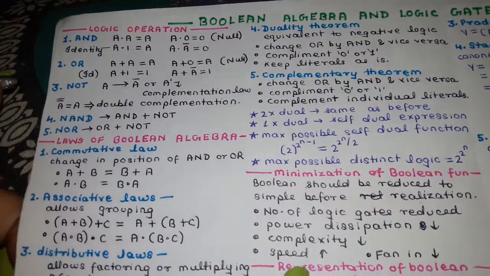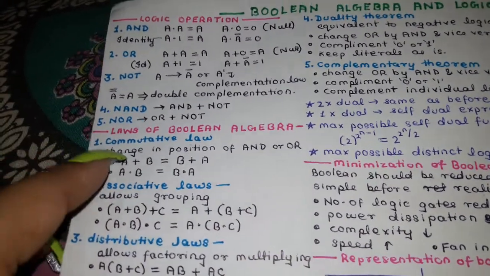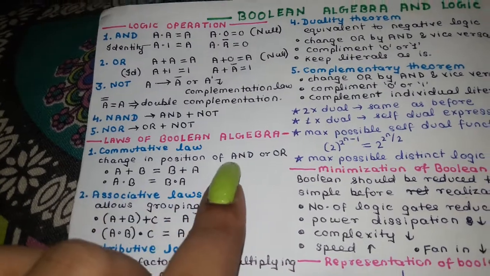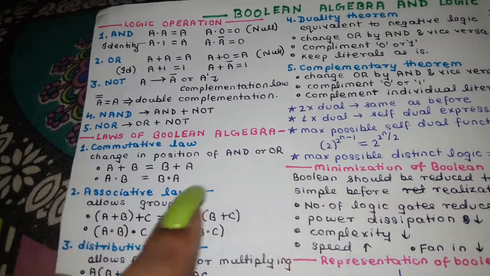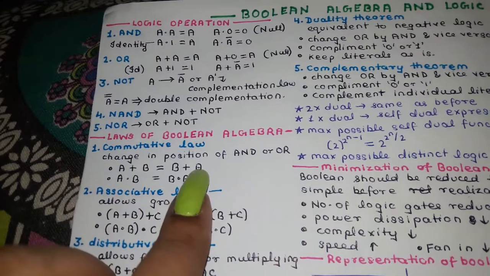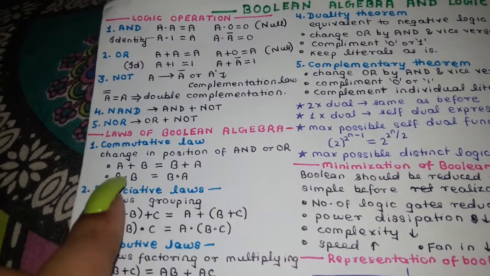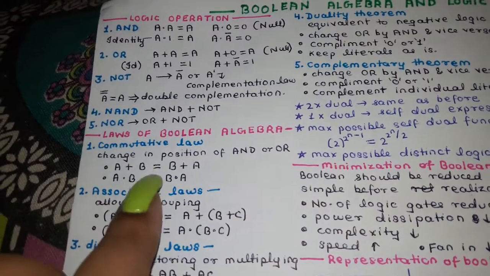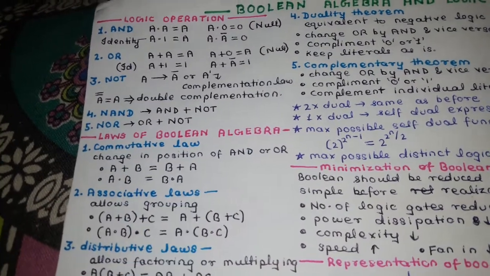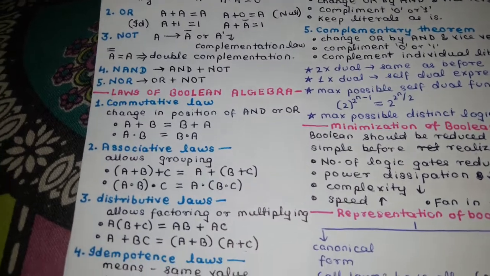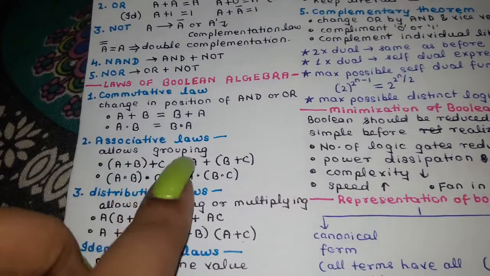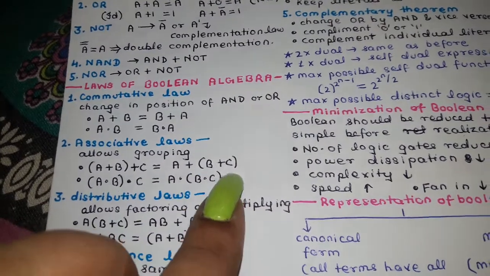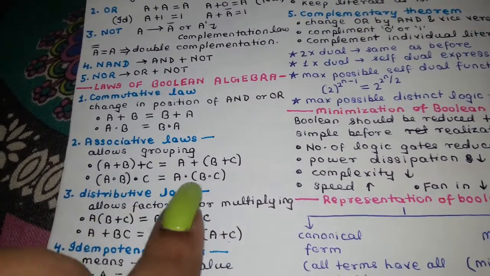Then we have the laws of Boolean algebra. The first law is the Commutative Law. It deals with change in position of AND, OR. These are the statements regarding the commutative law. If you want to know what the commutative law is, just keep these two statements in mind. You can just change the position of variables. Then we have the Associative Law, which allows grouping. A plus B plus C can be written as A plus (B plus C), and so it goes for the OR operation as well.